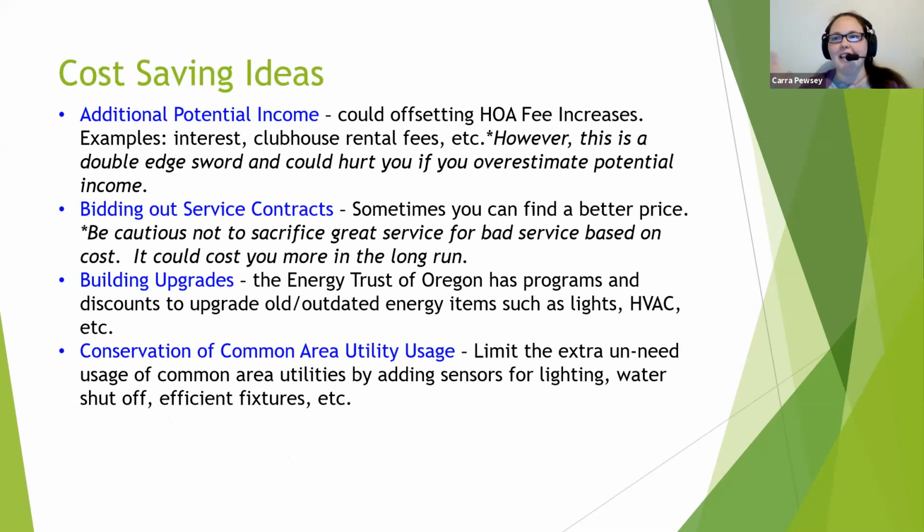Okay. Cost saving ideas. This is probably your favorite, right? I'm going to try to give you some cost savings ideas. Unfortunately, a lot of them may not be 100% available at this time, but they may be in the future and are something to consider. The first one is additional potential income. So interest, if we could ever find a better investment. Clubhouse rental fees. I know some associations charge them and some don't. It's another source of income. But I also know some associations feel like you already pay for the clubhouse, you don't need to pay again. So it's an idea.